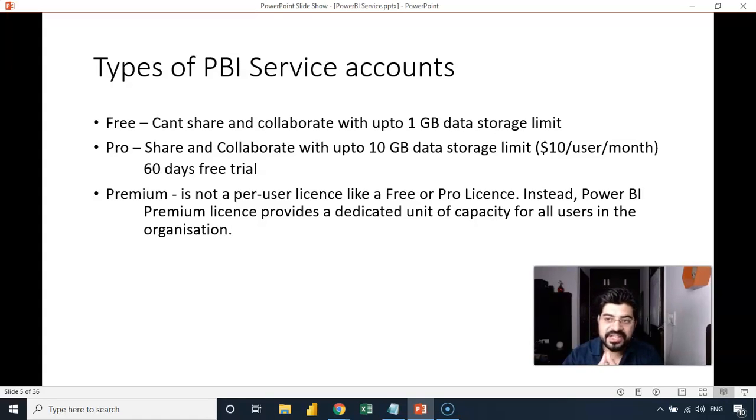So if you are working in an organization, most probably your company is going with the premium if the organization is huge. When it comes to medium or small or micro organizations, they generally go with only the pro licenses, because they want to give the licenses only to certain people and they don't want to invest in the premium capacity. So these are the major differences between these three types of accounts.